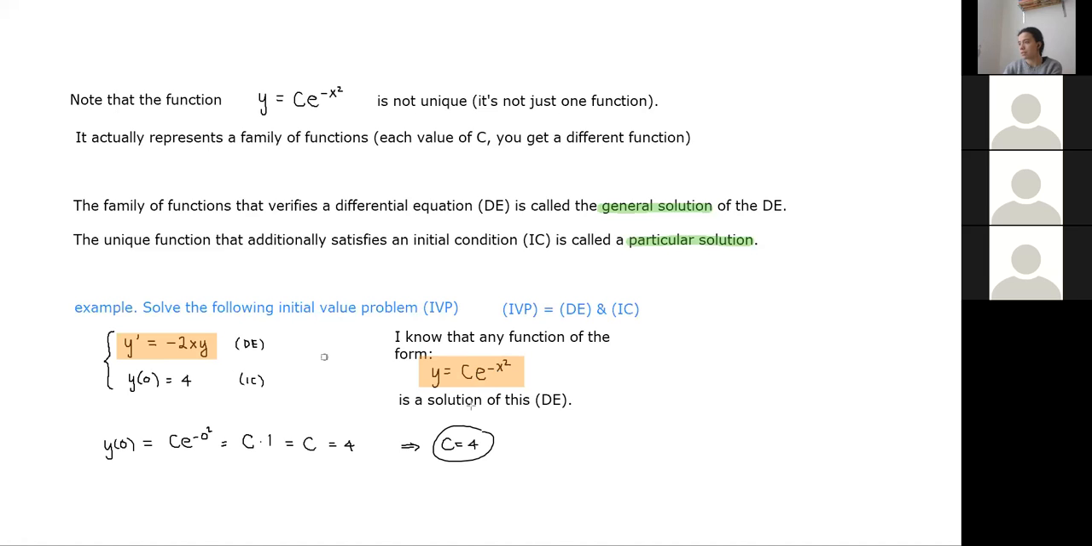Okay. Does that make sense? Is there anybody that still does not understand this? Show of hands. But how did you get to c equals 4?